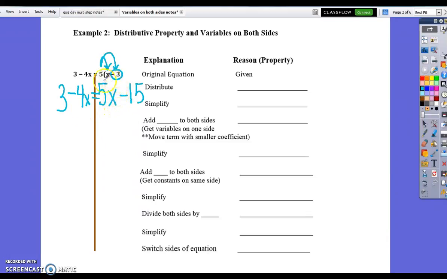How do I get rid of a 5x? It is a positive 5x, so I'm going to put a minus or negative 5x on both sides. And I'm going to put it under the x value. There's no point in putting it under the negative 3, or the positive 3, I'm sorry. So I still have 3.